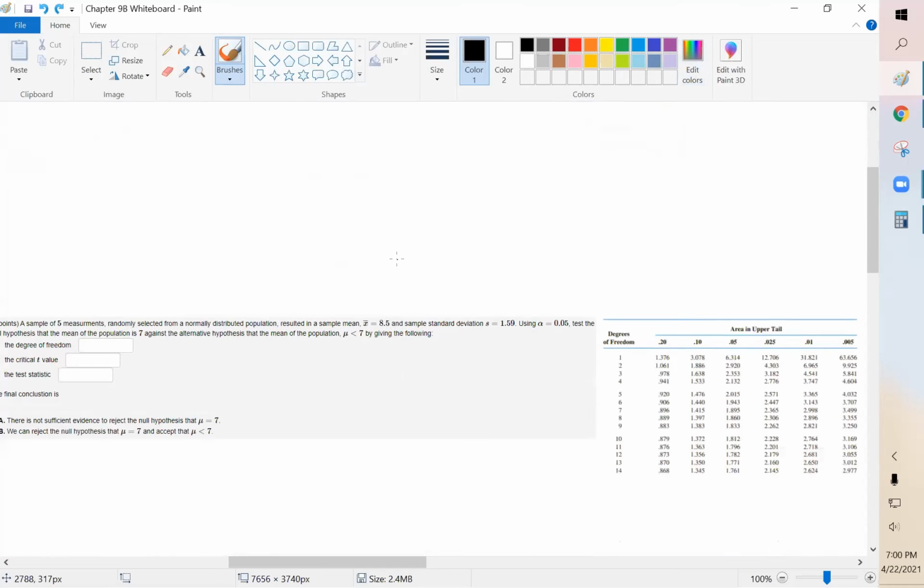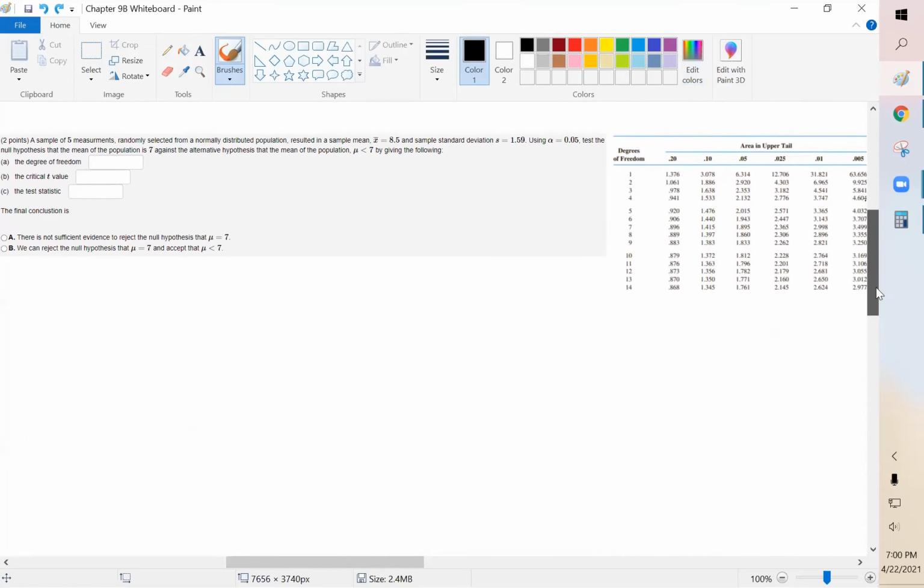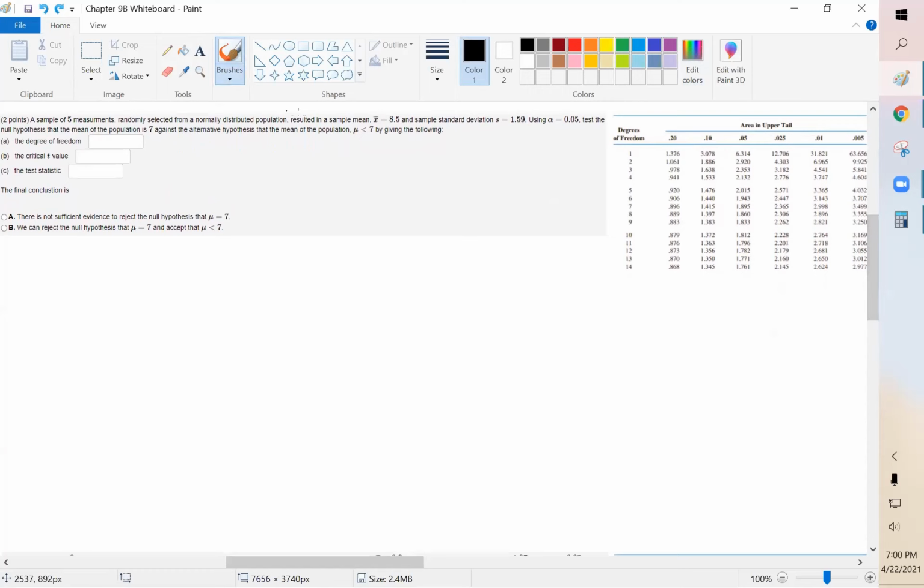Okay, let's go to our examples. So we have 5 measurements, sample mean 8.5, sample standard deviation of 1.59. We have alpha of 0.05. Test the null hypothesis that the mean is 7 against the alternative that the mean is less than 7. So H naught is mean is equal to 7. HA is mean is less than 7. So we get our test statistic. This is equal to our sample mean of 8.5.